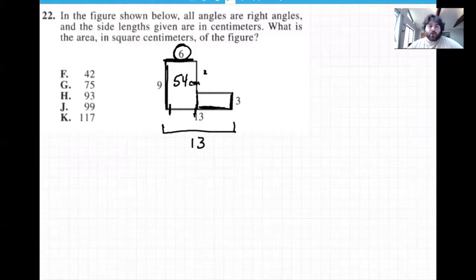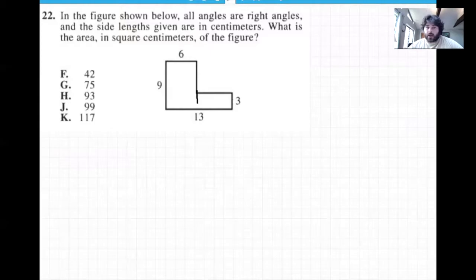Now, let's say you're working this and you did not do it that way. There's not one way to do this problem. You could also divide it in a different way, okay? You could divide it across like this. Well, this is a 6 by something. Well, it's not a 6 by 9, actually. It's a 6 by something.